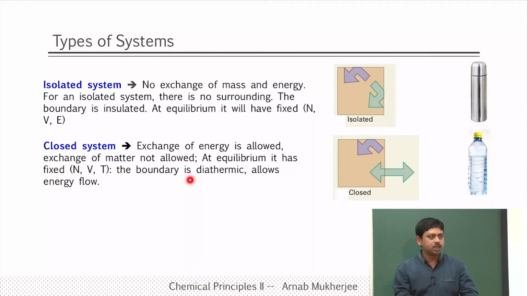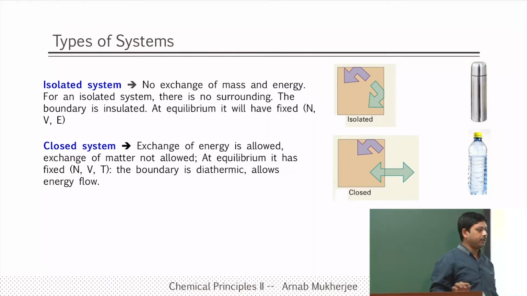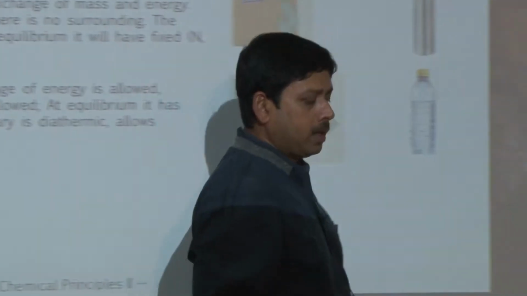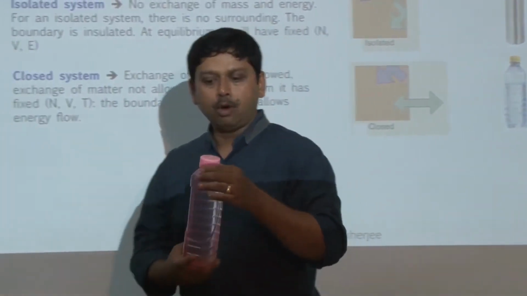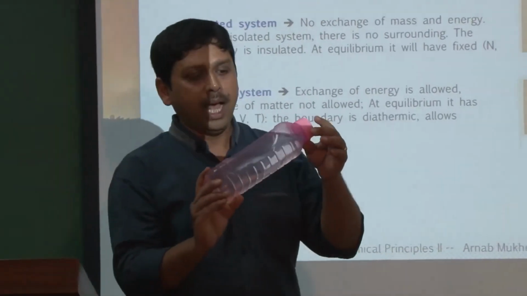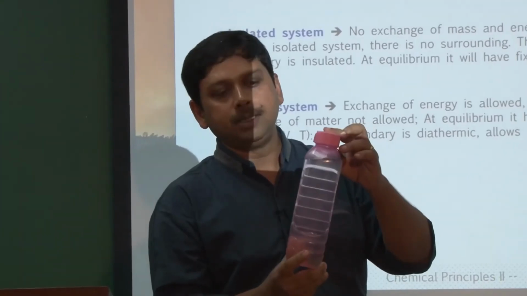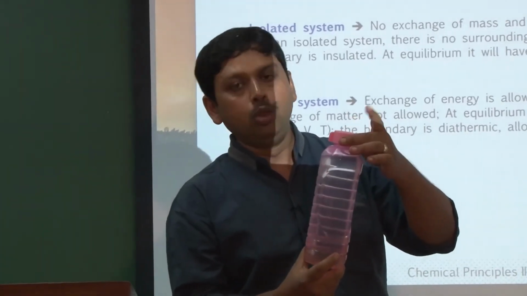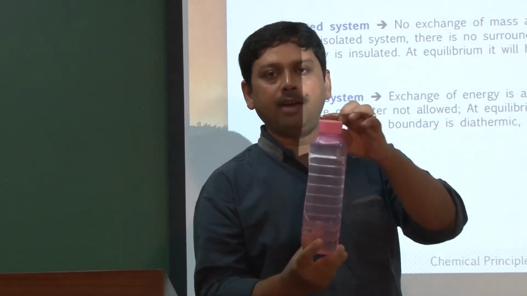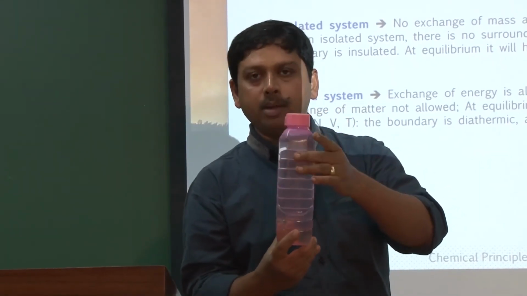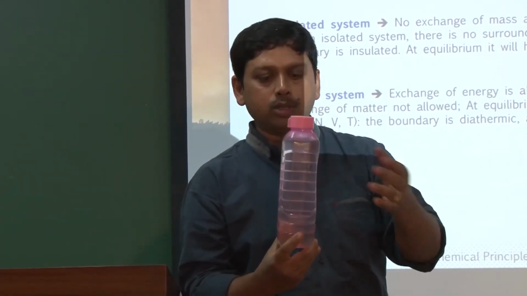An example of a closed system we can take is this particular bottle, which will allow the exchange of energy, although you can see that the bottle is pretty closed. What we mean by closed is that no mass will be transferred outside of this. So, if we have 1 liter of water in the beginning, it will remain 1 liter after some time also.